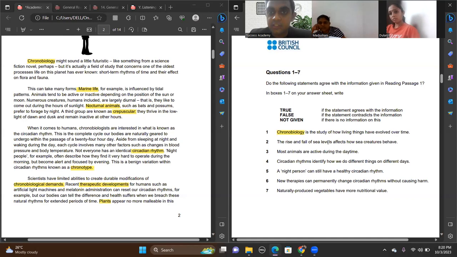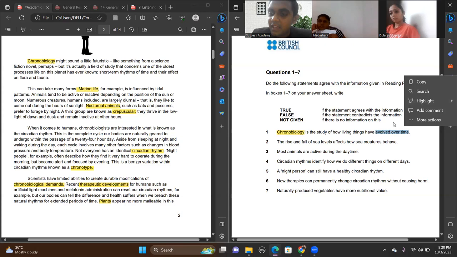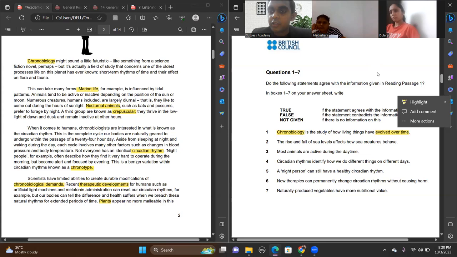Chronobiology is the study of how living things have evolved over time, right? How have these evolved over a period of time? Right? This can be changeable, right? Developed over time, grown over time, grown over a period of time. This can change. Living things, right? Another keyword, living things. Changeable or unchangeable, this can be changeable again. They can say animals, humans, they're all living things, can change.